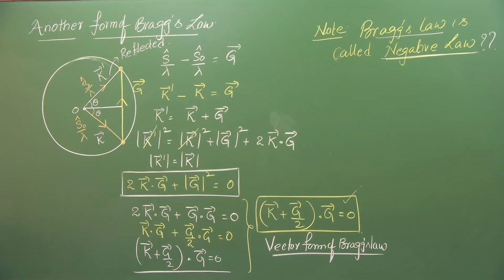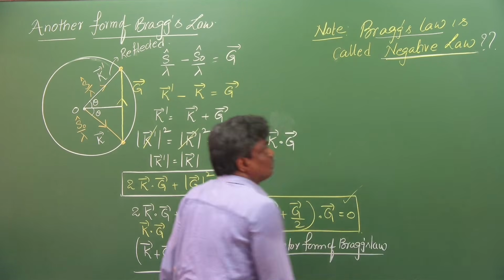That's why they will always try to give hints. Do like this, do like this. If it is like this, what will happen? Like that. Ready? Now, Bragg's law is called a negative law. What does it mean?